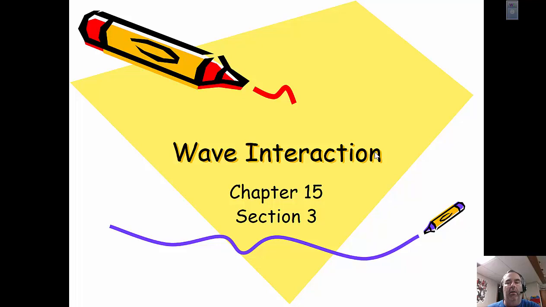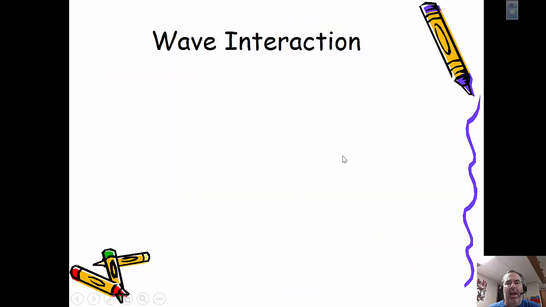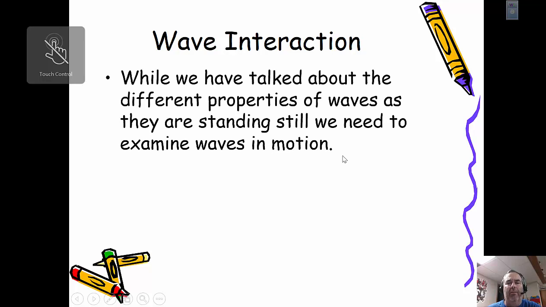Okay, so let's go ahead and continue talking about these waves in motion. Last section we looked at wave speed, calculated by taking the wavelength times the frequency. Well, let's look at what happens when waves go through some different interactions.